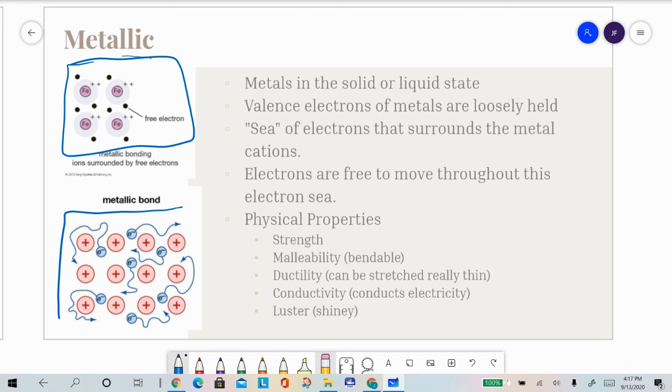So, physical properties of metals that are metallically bonded: they're strong, they're malleable, so you can bend them like aluminum foil. They're ductile, like copper wiring. Copper can be stretched really, really thin, which you can make into wire. They conduct electricity, and they're typically very shiny, so they have a luster to them.